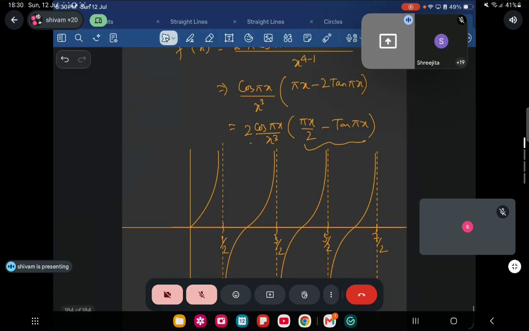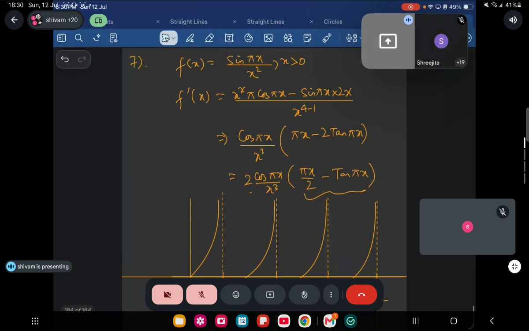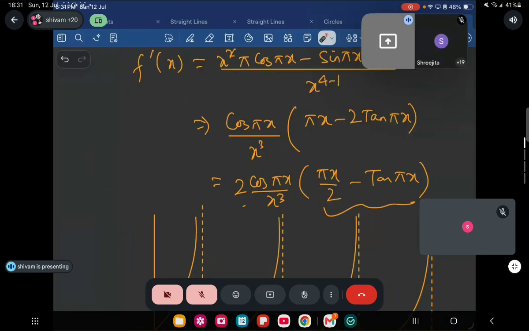But see, tan pi x equals pi x by 2. You cannot solve this equation. Try to understand, draw the graph. On one side it is algebraic, 3.14 into x, and on the other side it is transcendental. You cannot solve this equation, but you can find out approximately where the value will lie.